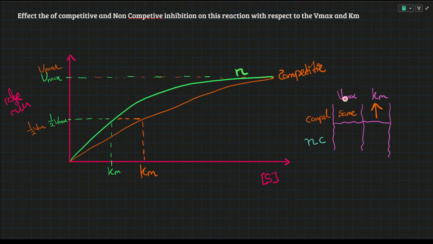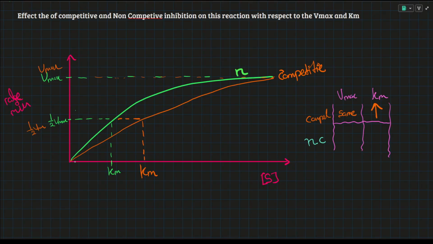Competitive inhibition, that's the summary. Vmax is same, guys. Vmax is going to be the same. But the Km is actually increased. Let's look at non-competitive inhibition.